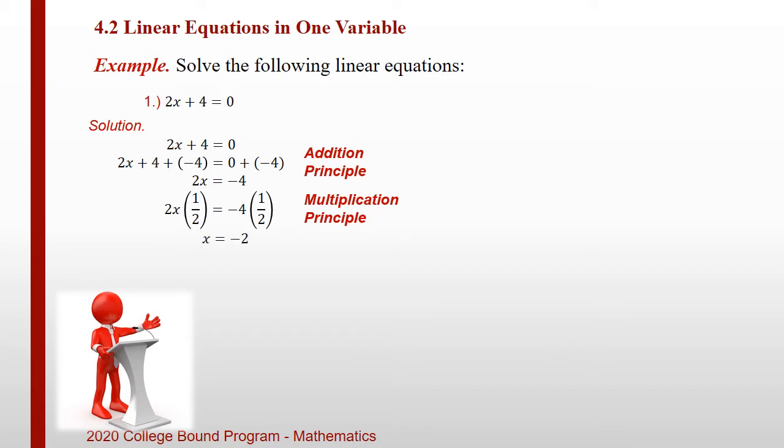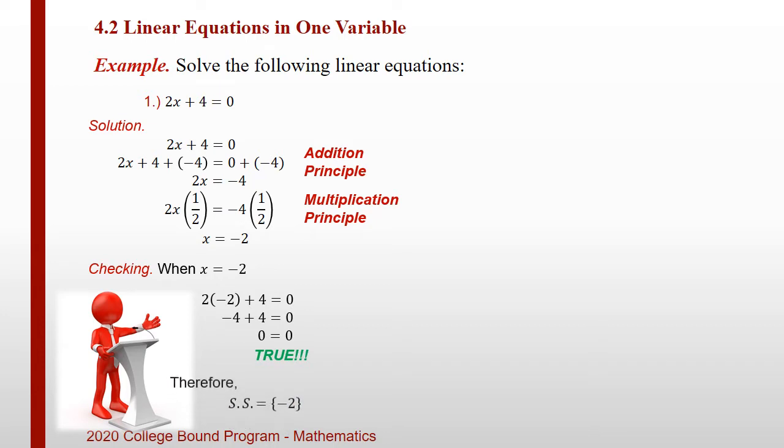And though it is not part of the solution, we may also check if this is correct. Notice that when x equals negative 2, we have 2 times negative 2 plus 4 equals 0, which becomes 0 equals 0 after simplification. Therefore, the solution set is the set containing negative 2.